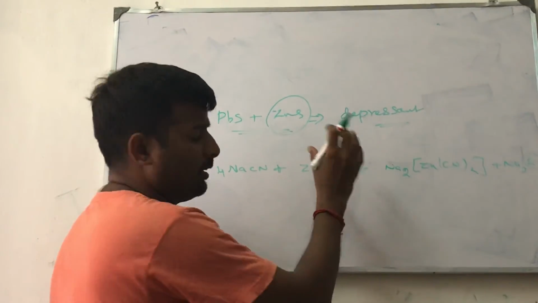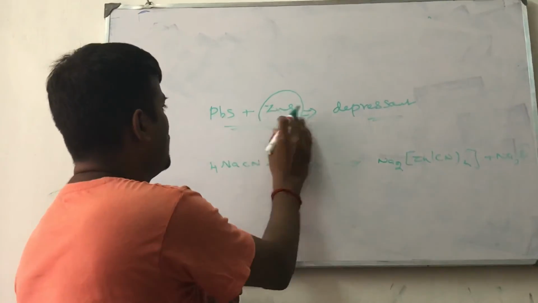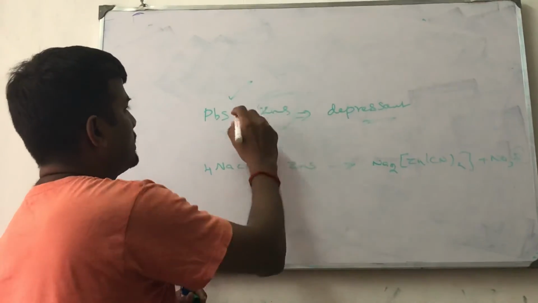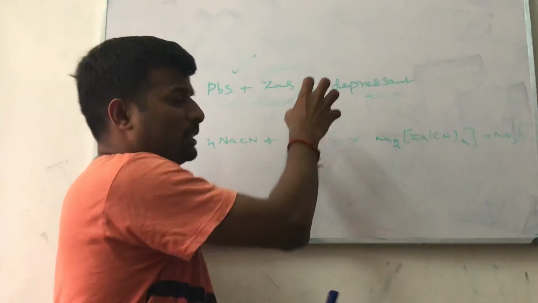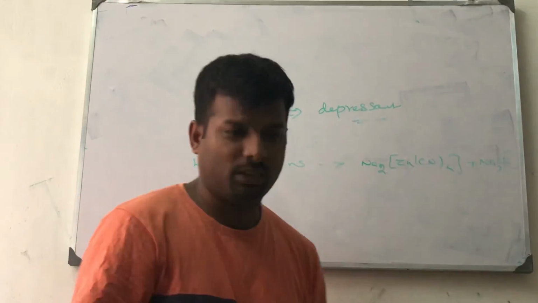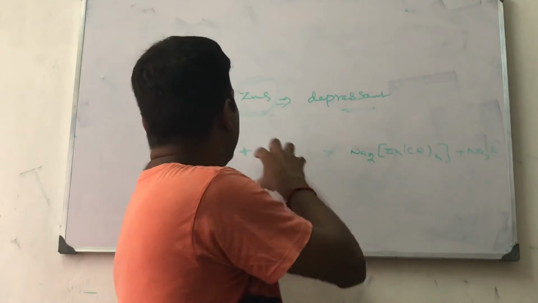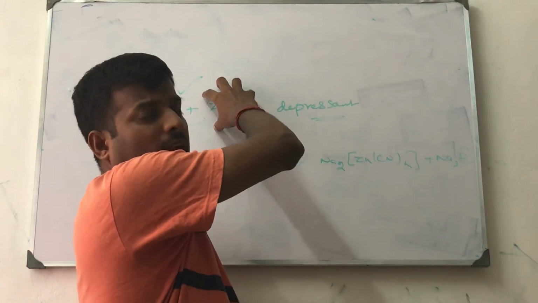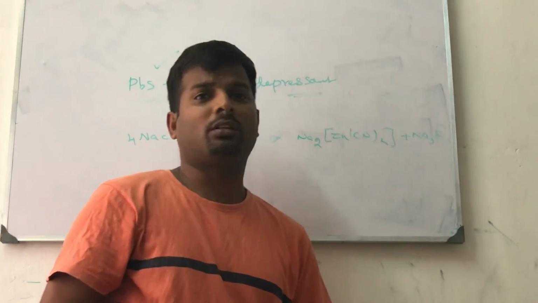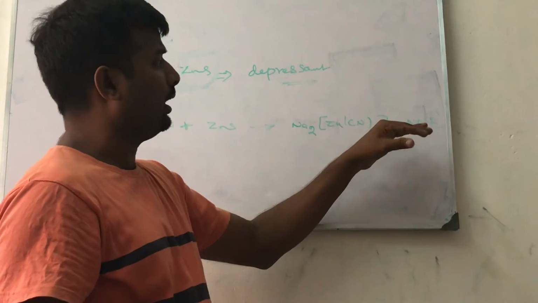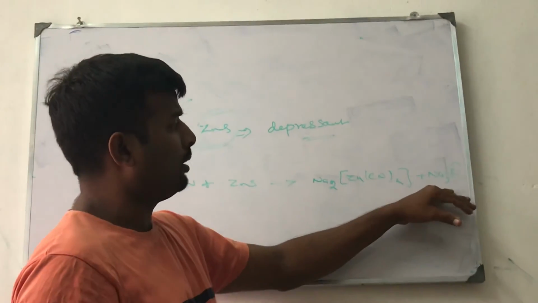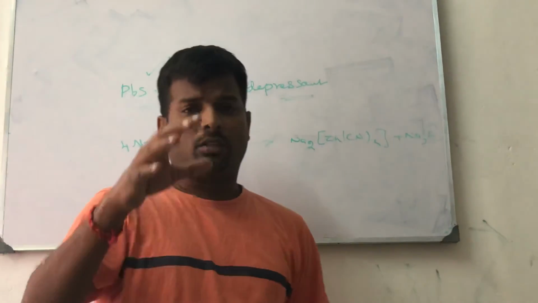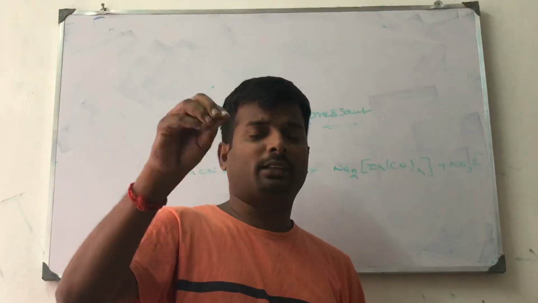So the depressant has the quality of forming a complex with one of the sulfide ores. So after this process, the depressant is added to this mixture. It will form a complex with one of the materials. The remaining material will escape. Therefore, we will get the reaction, and sodium sulfide is the final product.